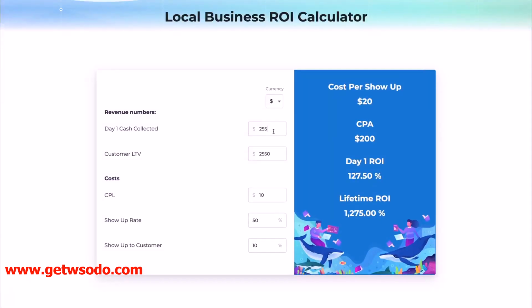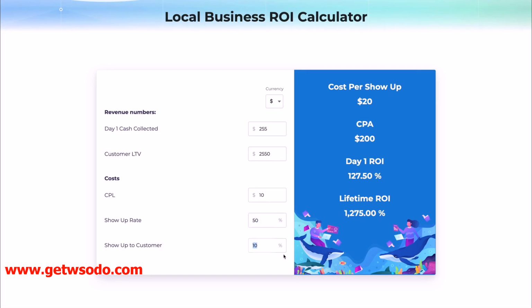So you can see right here, $255 day 1 cash collected. Then we have customer LTV is $2,550. Let's say the cost per lead. Let's say you're getting leads for free teeth cleaning for $10. The show up rate is 50%. So 50% of those people actually take that action, and show up to become customers.